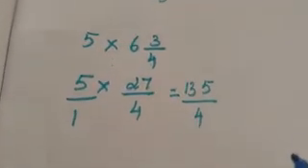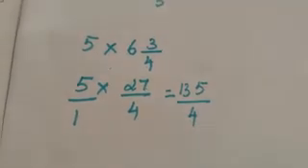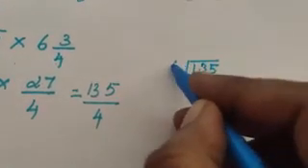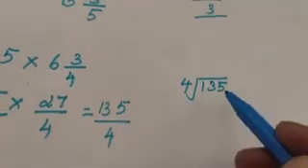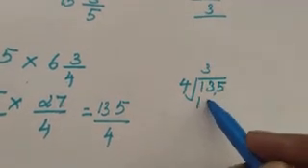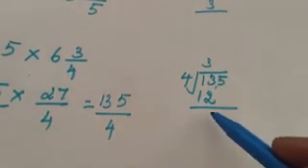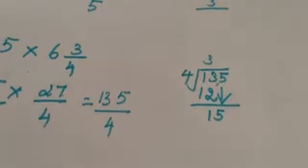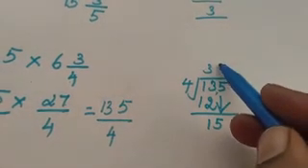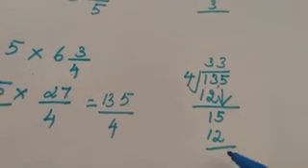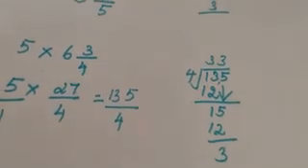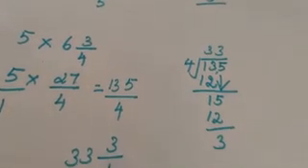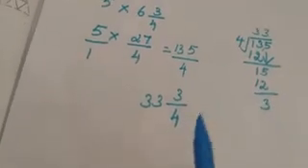Now this 135 by 4 we cannot reduce, so we will divide and make it into a mixed fraction. So 135 upon 4. We have to divide by 4. In 13, 3 4s are 12, right? So 13 minus 12 is 1, and this 5 comes down, so it is 15. In 15, again 3 4s are 12 only, and the remainder is 3. So what is the fraction that comes? 33, remainder 3 upon divisor 4. So our answer is 33 3 by 4.